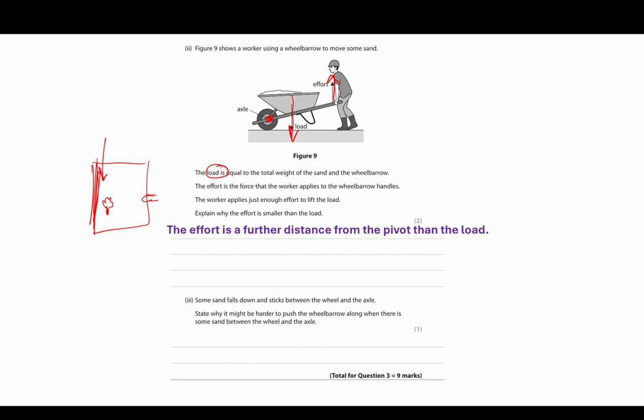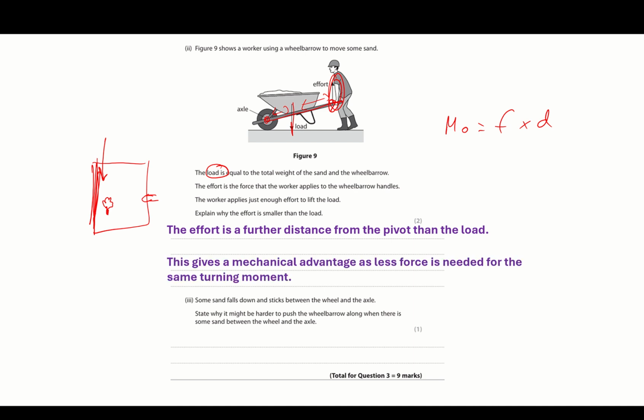So the first part is, the effort is loads further away than the load. So if I just get rid of these arrows, we can see here's the pivot, that's where the effort is at this point here. The load is here, well, that's less distance compared to that. And we know that the turning moment equals the force times the distance. So we have a mechanical advantage in increasing the length of the lever. And this gives a mechanical advantage as less force is needed.